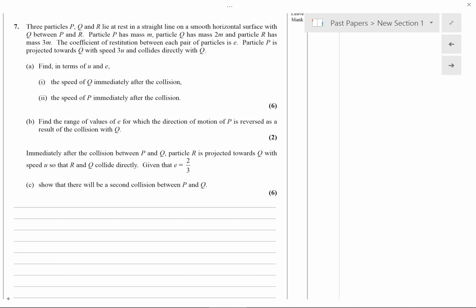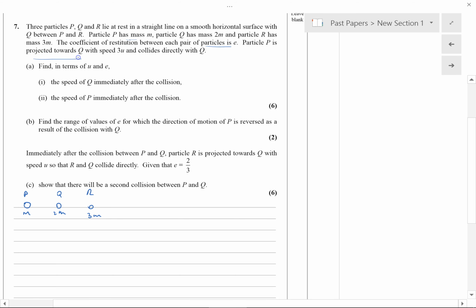So question 7 is a collisions question. We've got 3 particles and we know the masses of them all. We've got P, which is of mass m, Q, which is of mass 2m, and R, which is of mass 3m. It says that they are lying on a line. The coefficient of restitution between each pair of particles is E.